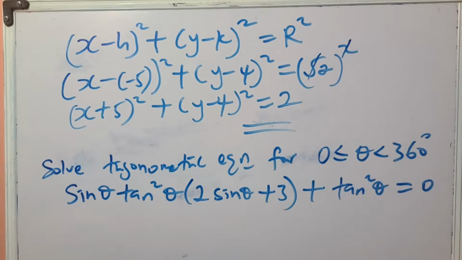All right. Can you do this under 2 minutes? Can you give me the answer for this trigonometry equation? We have sine theta tan square theta, 2 sine theta plus 3, and we have plus tan square theta. Can you give the answer to this? What is the answer?